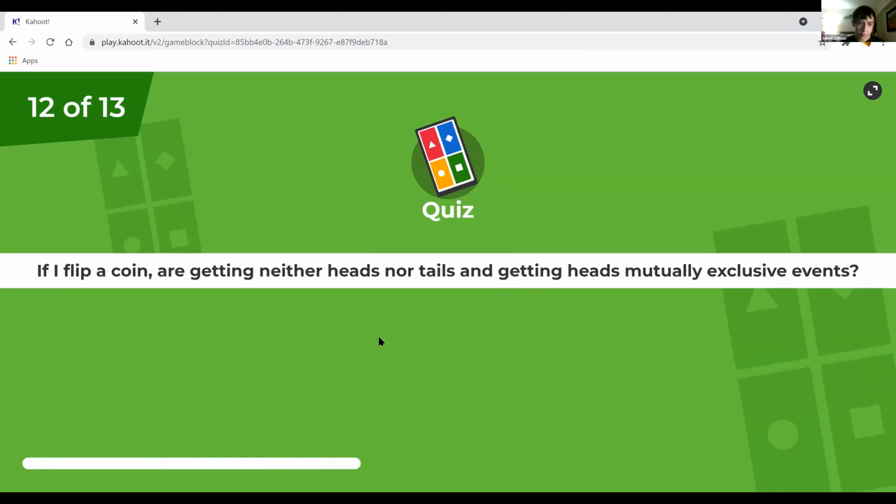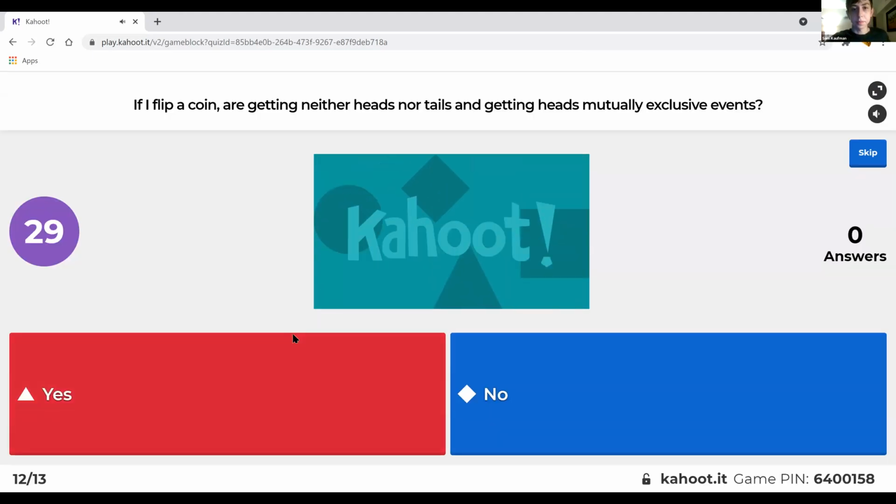So now we're looking at the same set of events, and we're asking if they're mutually exclusive. Mutually exclusive means that they never happen at the same time.